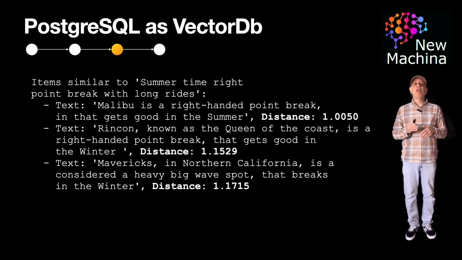So in summary, using PostgreSQL as a vector database definitely makes sense for organizations already using it as a relational database. It enables more intelligent data retrieval, which is crucial for AI and LLM-driven applications.